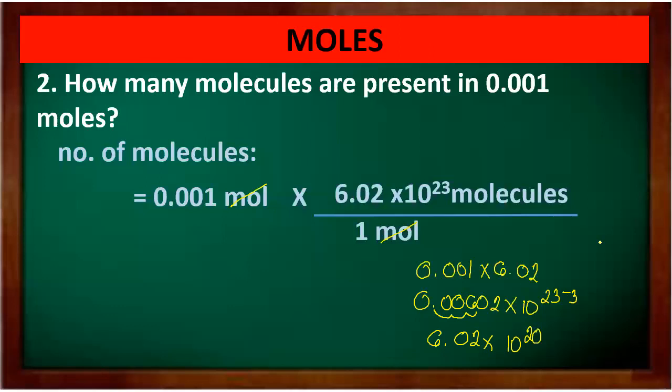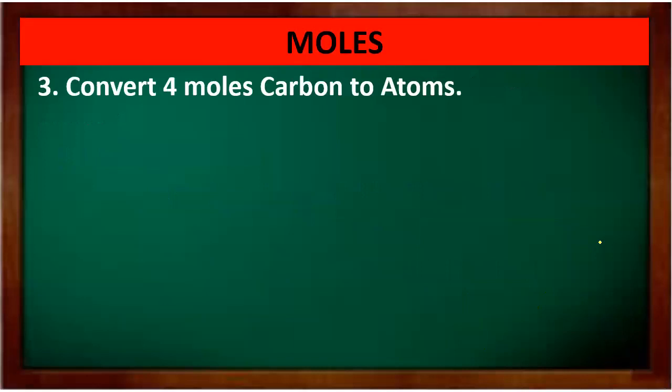So yung number of molecules is equal to 6.02 times 10 to the power of 20. So for every 0.001 moles, meron tayong 6.02 times 10 to the power of 20 molecules. There. So next is we have another example. Try naman natin ito, another example. Convert moles of carbon to atoms.